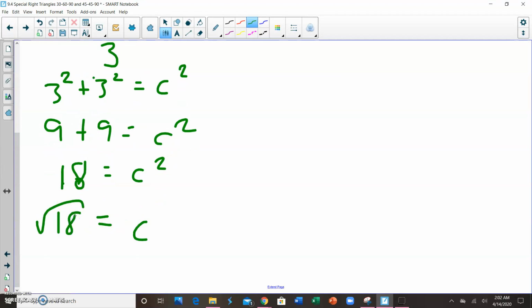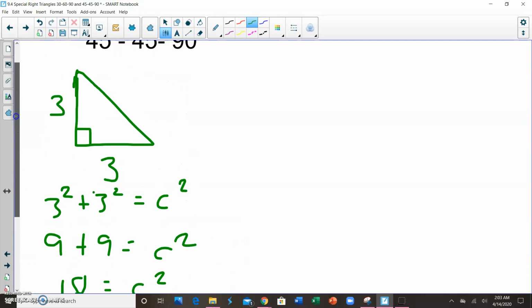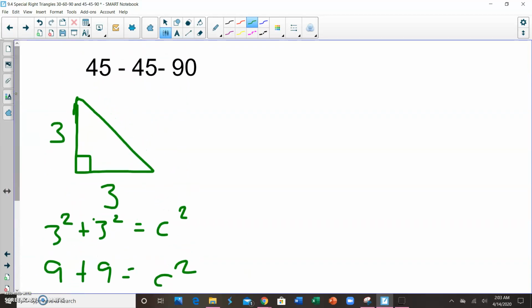Now we cannot leave that as the square root of 18, and we can't use our calculator, because on tonight's entire assignment, they're going to ask for simplified radical form. So the square root of 18 has a factor of 9. So we can rewrite this as the square root of 9 times the square root of 2, because 9 times 2 is 18. The square root of 9 is 3, so that's 3 times the square root of 2. And that is equal to c, and that would be your final answer. C is equal to 3 times the square root of 2. Every time you do that, those two sides are the same.